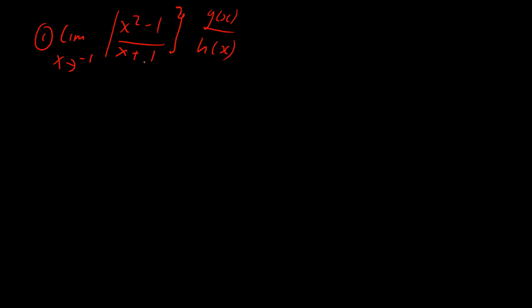And so let's try to find the limit. Now we learned that this can be written as the limit of x squared minus 1 as x approaches negative 1 all over the limit of x plus 1 as x approaches negative 1. Now let's look at something. If you plug in negative 1 into this function, we are going to have negative 1 squared, which is positive 1, minus 1, and the numerator is going to be 0.